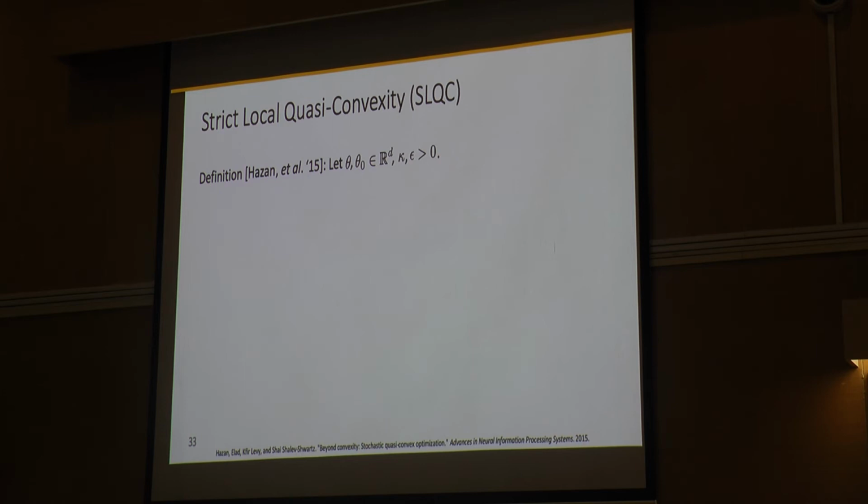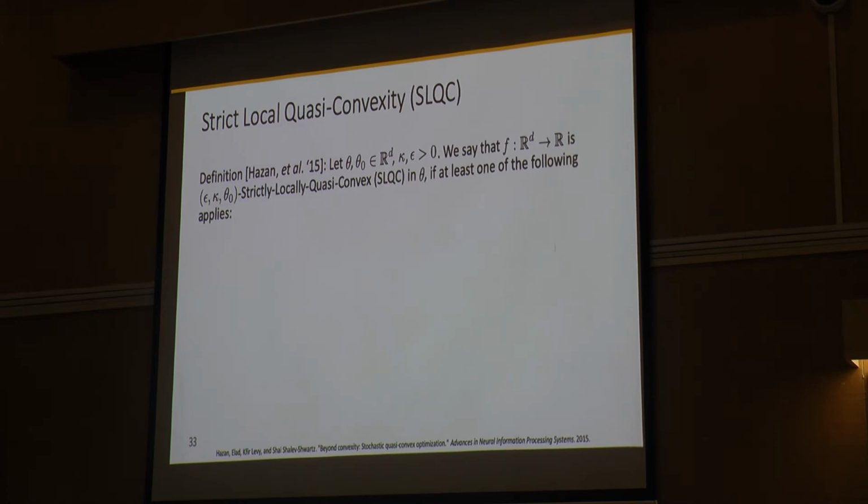So we'll go through a little bit of this algebra for a few minutes, and the idea is as follows. You have a local minima theta naught, and theta is any point, and you have these two constants you need, epsilon and kappa. Then a function that maps from this d-dimensional space of theta to the set of reals is SLQC under the following conditions.